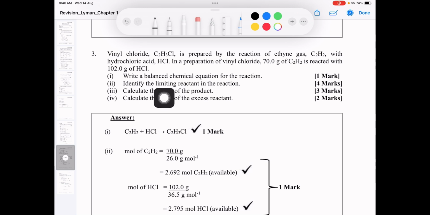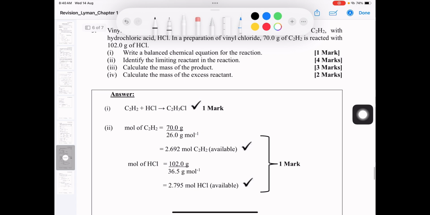Number 2, identify the limiting reactant. Then number 3, calculate the mass of the product, which is the mass of C2H3Cl. And number 4, calculate the mass of excess reactant. So for this question we allocate 10 marks.